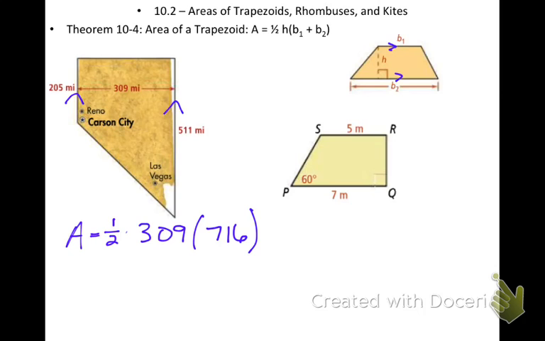And then multiply these all together and get my square footage, which would be in square miles, because my units are miles. So 0.5 times 309 times 716 gives me area is equal to 110,622 square feet.